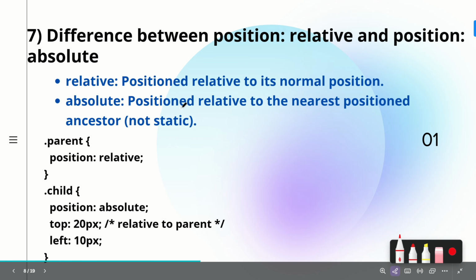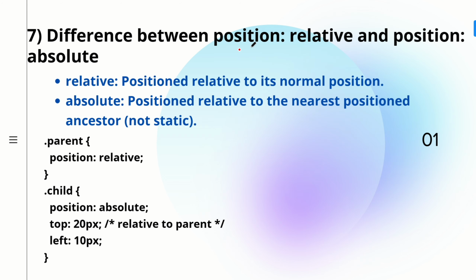Now let's see the seventh question. Seventh question which was asked in the interview was, what is the difference between position relative and position absolute? So let's see the difference. So position relative elements are positioned relative to their normal position. So if this is your element and you have given its position as relative, and after that, if you try to give top as 10 pixels and left as 10 pixels, then it would shift a little bit here. So you can see from left it got some 10 pixels, and from top it got 10 pixels.